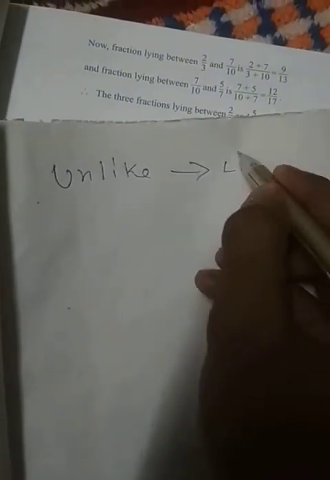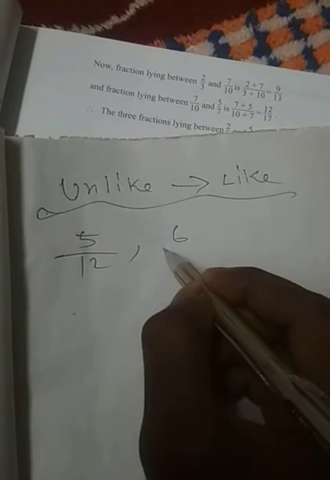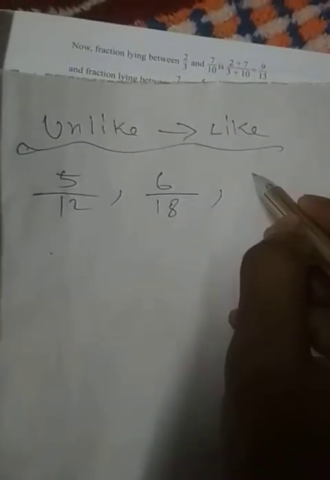How to convert unlike fractions into like fractions? Unlike to like, how can you convert it? Like, an unlike fraction is given: 5 by 12, 6 by 18, 4 by 6. How to convert them into like fractions? First find the LCM of the denominators, that means 12, 18 and 6.